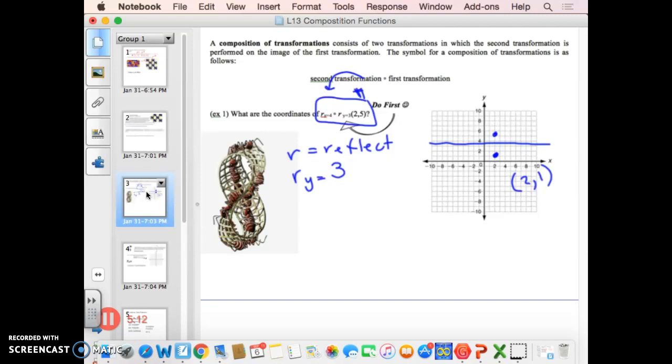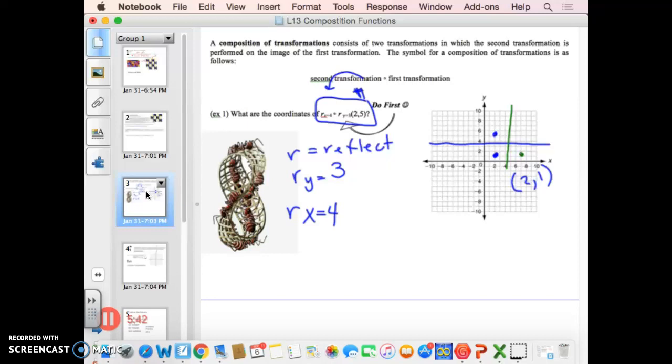Then I'm going to reflect it across the x equals 4 line. And so remember, when I reflect across x equals 4, I go to my x-axis, and I see that here's where my x-axis is. This is just off. So now I notice that it's 2 away, so I'm going to go 2 away here.